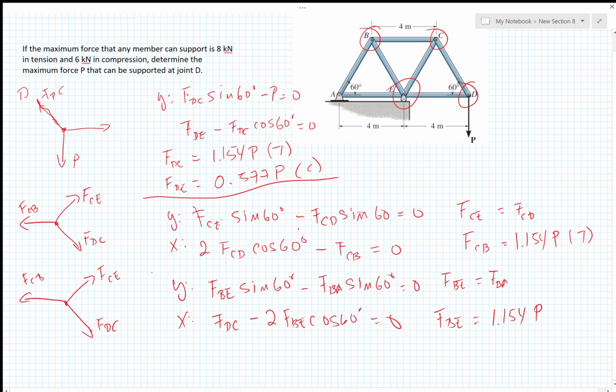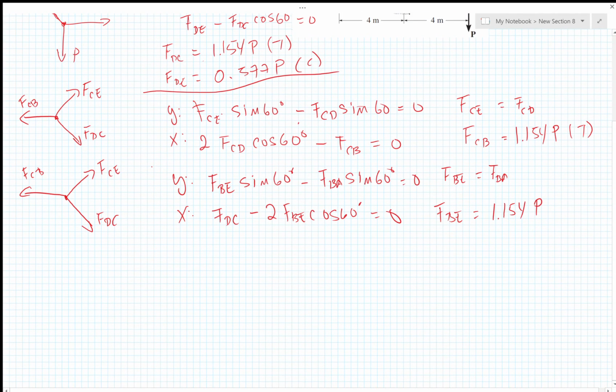Finally, I can do the last joint, joint E. So let's do the free body diagram for joint E. For joint E, we would have a normal force, then F_EA, and then F_DE, then another F_DE, and finally this force coming here, F_CE. I don't need to solve the y-axis for this one. I'm just going to write the x-axis.